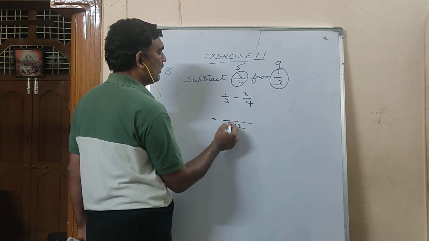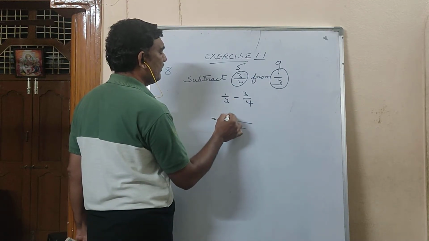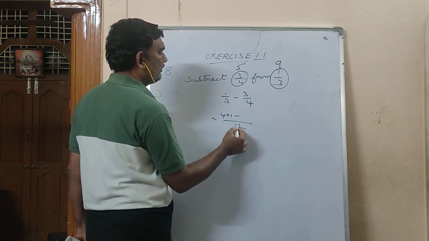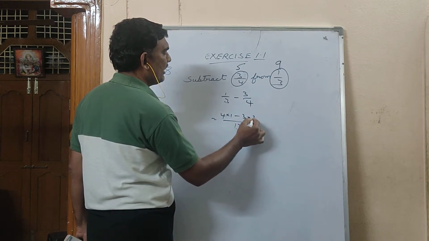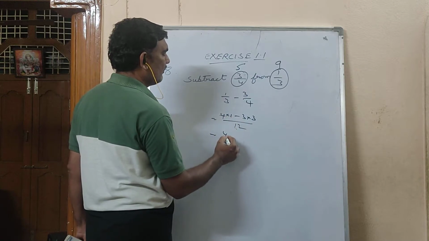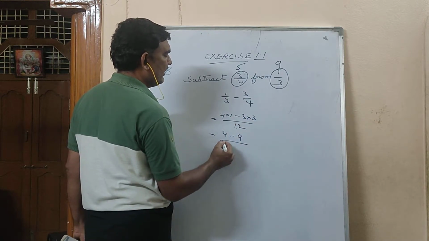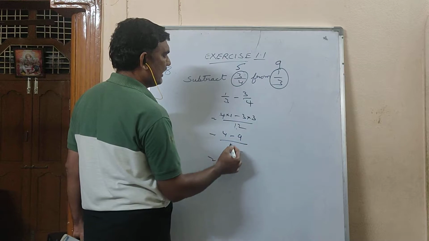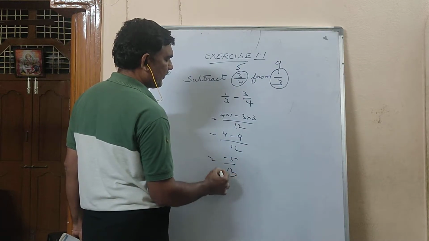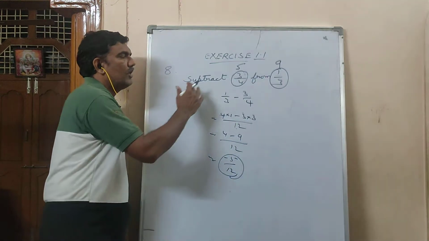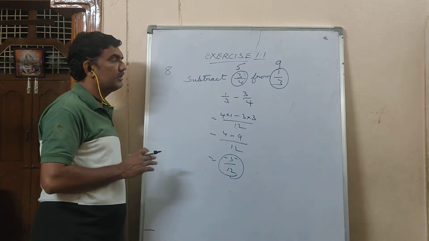3 how many times will go? 4 times. 4 into numerator 1. 4 how many times will go? 3 times into numerator. 4 ones are 4, 3 threes are 9. 4 minus 9 is minus 5. This is the answer. So this is how to do subtraction.